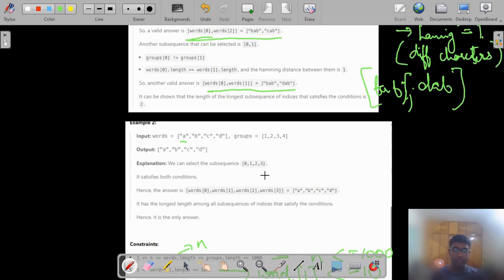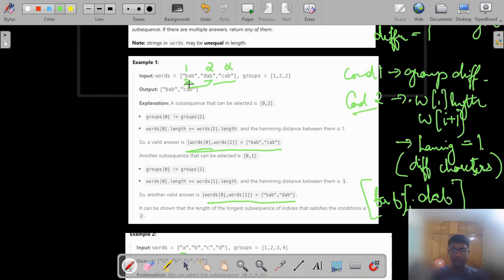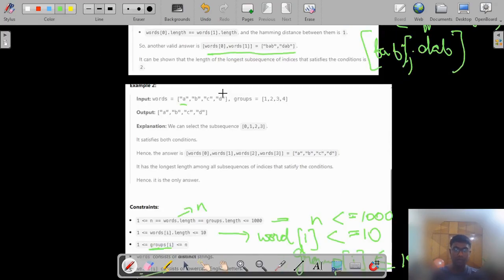So let's look at this example too, where these are single characters, while in the previous example we saw a set of characters or a string, right? So here we have altogether different group numbers, and we can say all of these would be a possible subsequence, and that would be the longest subsequence. Okay, let's look at the thought process on how we can solve this problem.